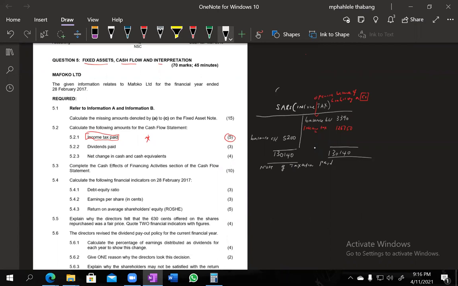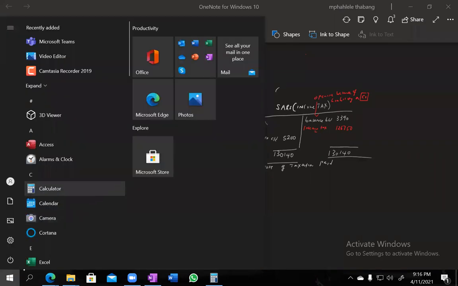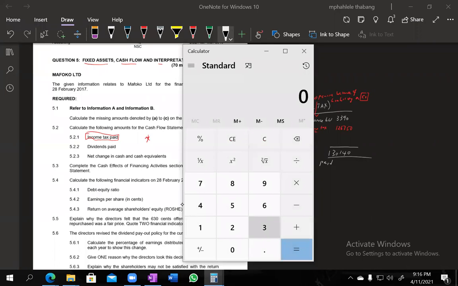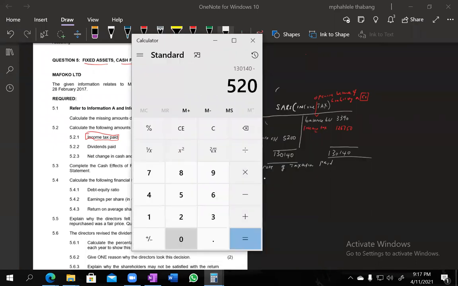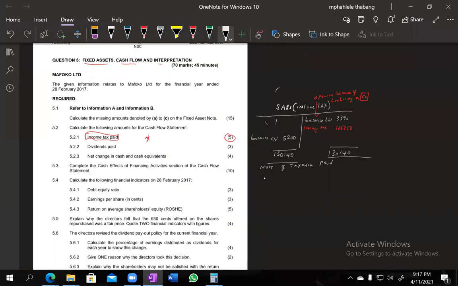Now, we less 5,200 to get the balancing figure on the debit side. 130,140 minus 5,200. I'm just confirming 130,140 if it's correct. 130,140 minus how much? 5,200. 124,940. You now call it bank. What is this figure? It is the taxation paid. That's what they want. This is the five marks they were looking for here. Taxation. Calculate the amount for the cash flow statement.